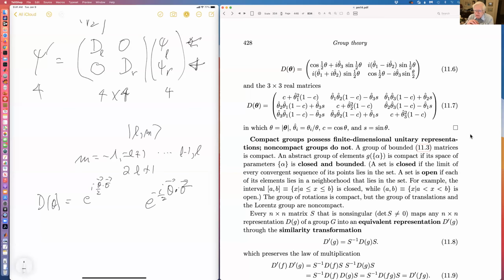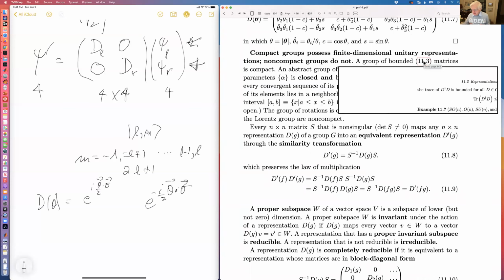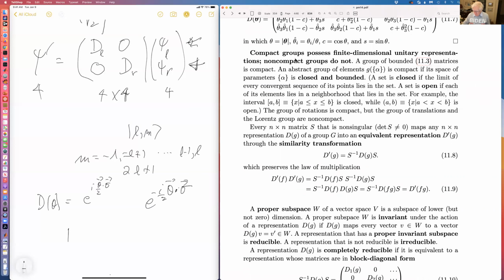Anyway, compact groups possess finite dimensional unitary representations. And of course, by unitary, I'm including orthogonal representations. In other words, if the matrix is unitary and real, then it's orthogonal. So compact groups possess finite dimensional unitary representations, but non-compact ones don't. And a group of bounded matrices is compact. We saw that if the trace of D dagger D was less than some number M, then these matrices are bounded, and if they form a group, they form a compact group.